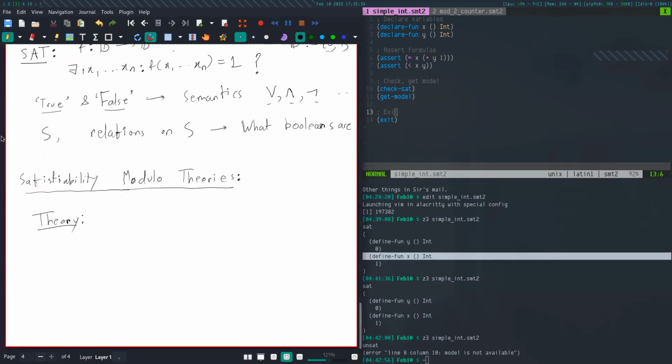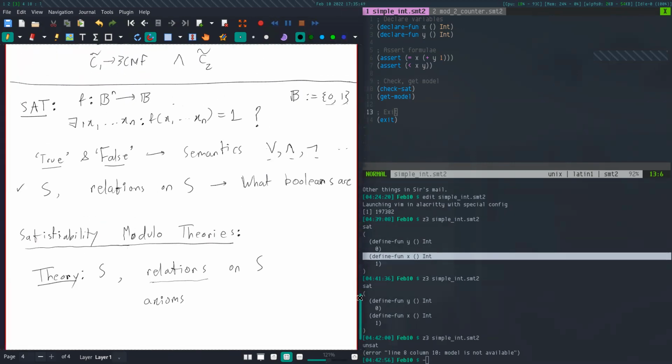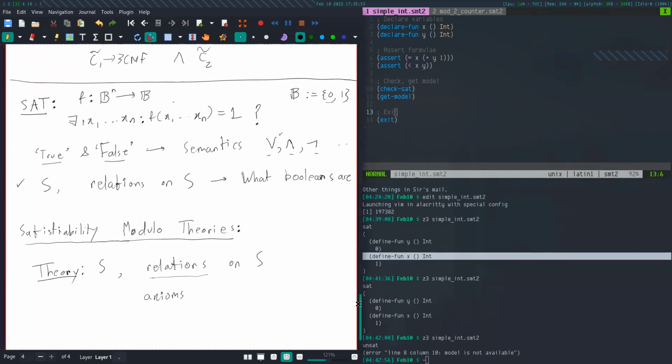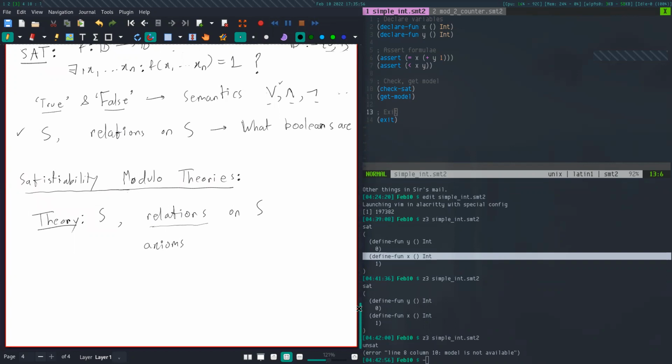And that is basically what we mean when we say theory. So a theory is going to be just this thing. It's going to be a set, and you're going to have some relations on this. And you're going to define what these relations mean by some axioms, right? So for example, for Boolean logic, you can have axioms like the distributive law, De Morgan's law, involution, and such axioms.